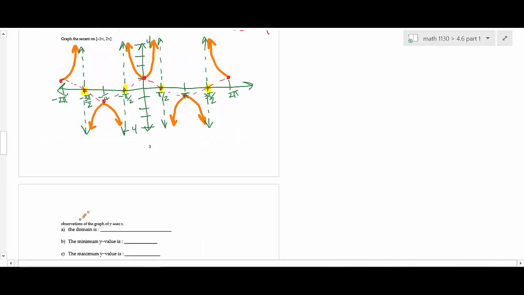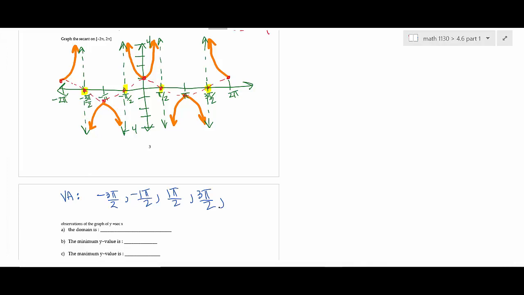Now the domain is going to be everywhere except where you have an asymptote. So let's write down where all of the vertical asymptotes are. The vertical asymptotes are at -3 pi over 2, -1 pi over 2, +1 pi over 2, and 3 pi over 2. What do you think comes after 3 pi over 2? Is there a pattern? What'd you say? Yeah, 5 pi over 2. Good.